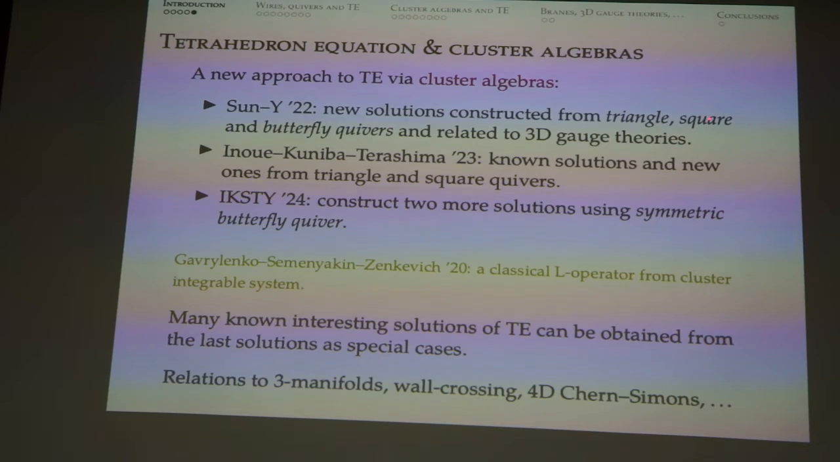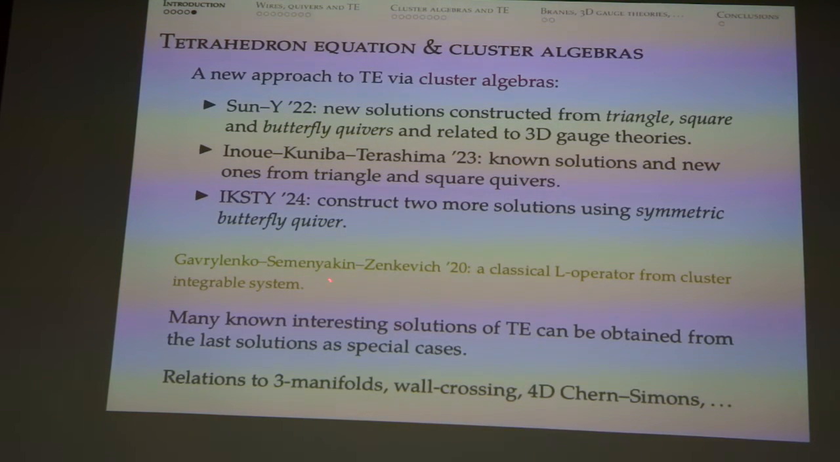They used and developed this approach and reproduced known solutions of the tetrahedron equation and, moreover, constructed new ones using the first 2 of these 3 quivers, the triangle and square quivers. And then in the ongoing work, which we are finishing and hope to post on arXiv tomorrow, we took the last one, this butterfly quiver, and constructed 2 more solutions. So now I'm going to explain in this talk about this last item.